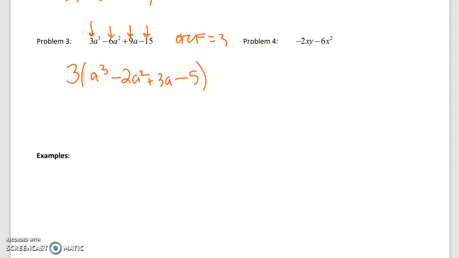Again, this can actually be factored further, but that's not what our focus is right now. Just so you know, in general, we would not be done with this problem.